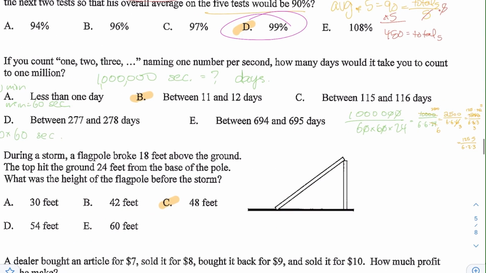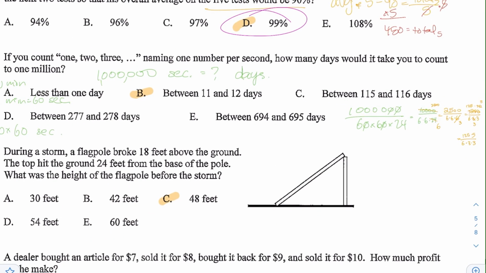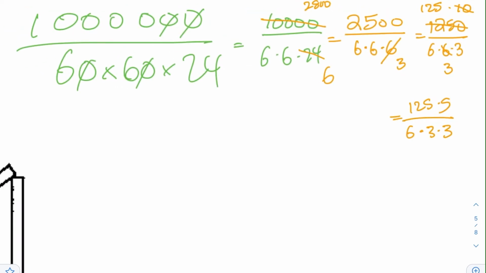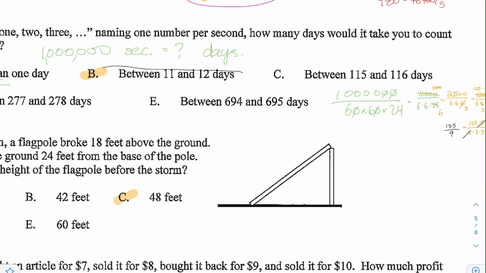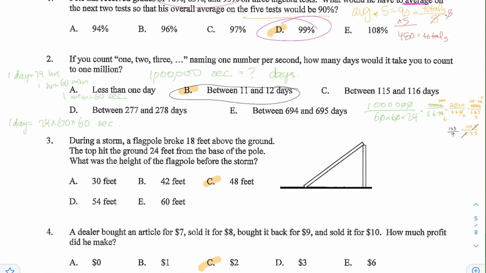So here you can pretty much estimate because the choices are really far away. Here you can kind of pretend that 5 and 6 will cancel out. That's about 125 divided by 9. So you know the answer is going to be somewhere in the teens. And choice B is the only one that's in the teens. So that's your best answer.